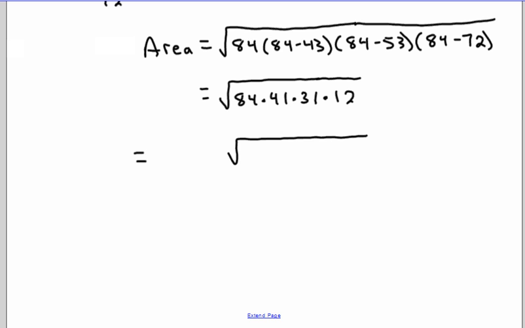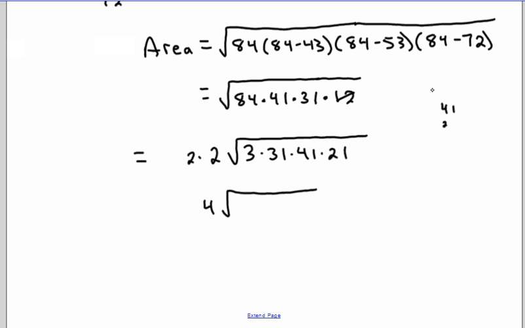So I could take the square root of 4, which is 2, and leave the 3 in there. 31 is a prime number. So is 41. 84 I could think of as 4 times 21, and the square root of 4 would be 2. I'd still have 21 in there. So we get 4 times the square root. Oh, we can multiply this out. Let's see, 41 times 21.